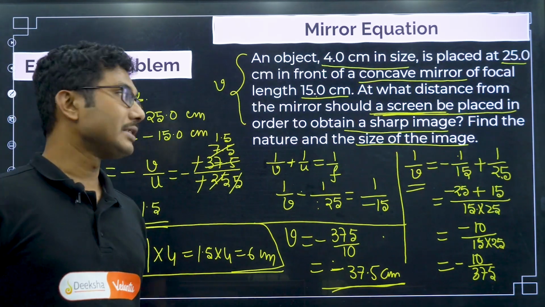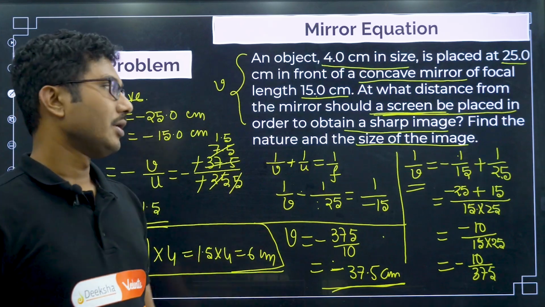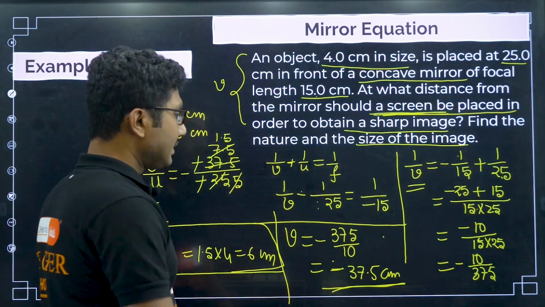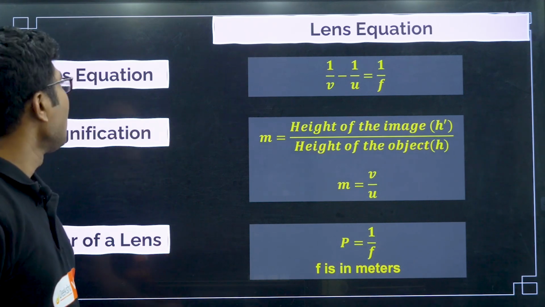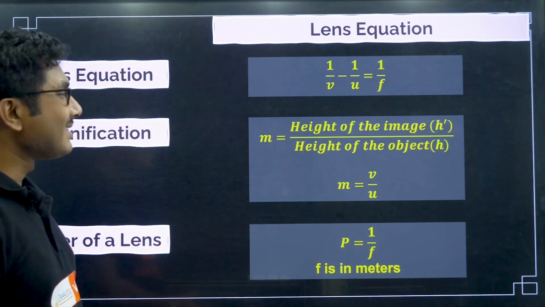So these are the 3 things that you can mention about the nature. Clear? So these things you have to mention. Now let's move on to the next part of the equations. So we are trying to find the lens equation.